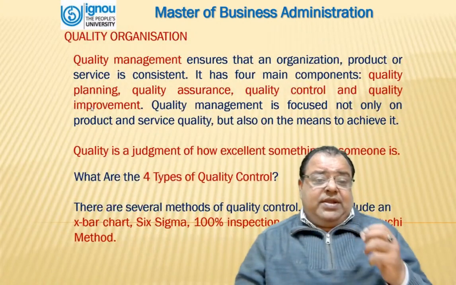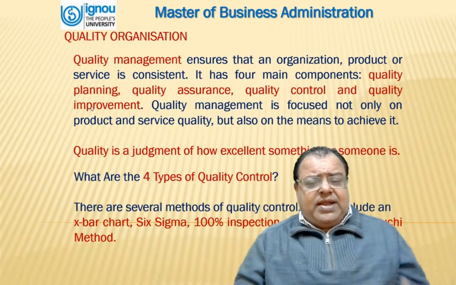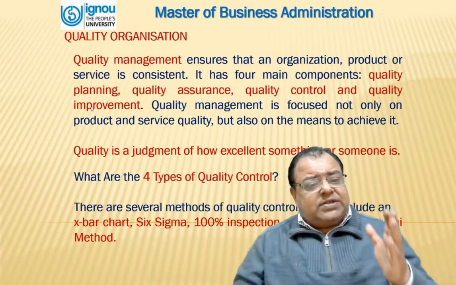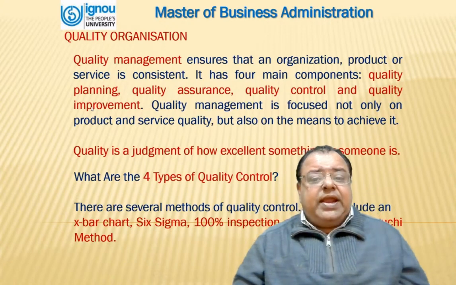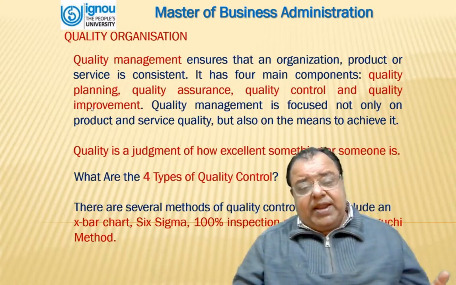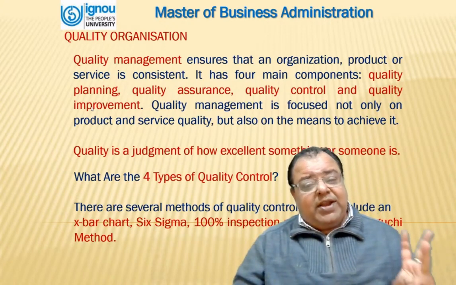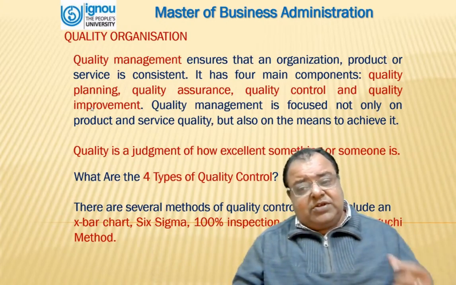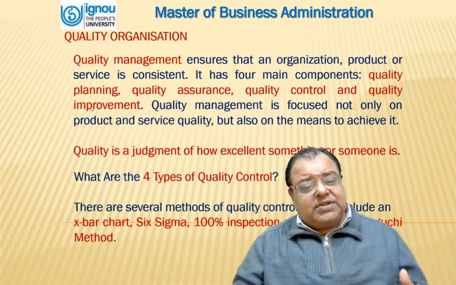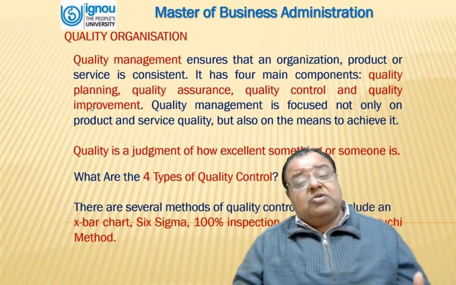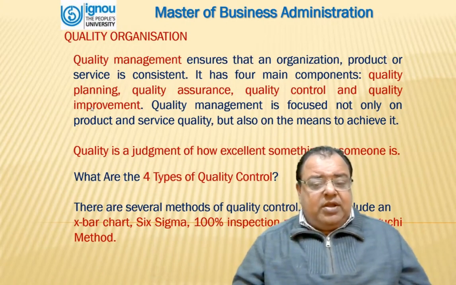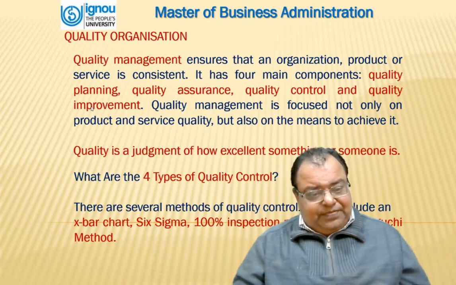Quality organization. Quality management ensures that an organization, product, or service is consistent. It has four components: quality planning, quality assurance, quality control, and quality improvement. Quality management is focused not only on the product and service quality, but also on the means to achieve it. Quality is a judgment of how excellent something or someone is.